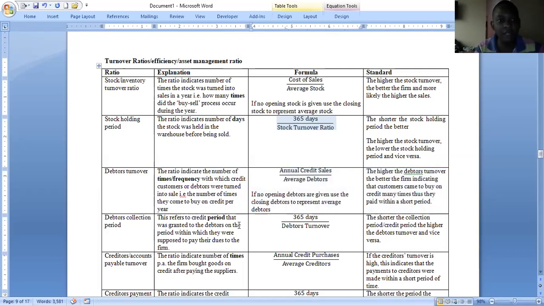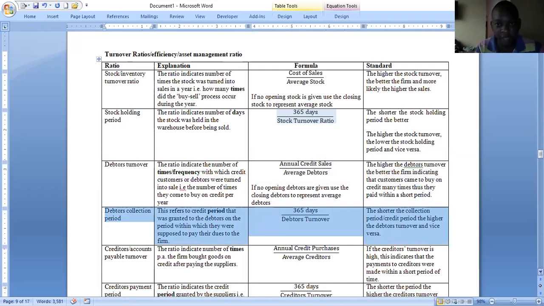Then we have the debtors collection period. The debtors collection period measures the number of days it took the business to collect money from its debtors. It is obtained by dividing 365 days by the debtors turnover ratio in order to get the period in the number of days. The shorter the debtors collection period, the more efficient the business is in collecting its money from its debtors.